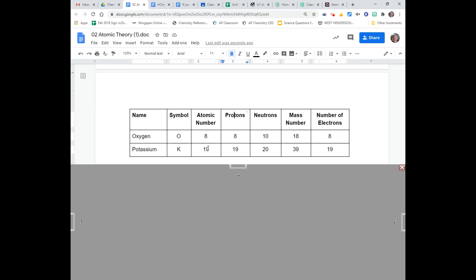For potassium, it gave me the atomic number of 19, so I know that's how many protons. And because it is electrically neutral, protons equal electrons. So that's how I got a 19 over here. It told me I had 20 neutrons. So the two things that have mass are my protons and my neutrons. I add those together to get my mass number. And the symbols, oxygen's O and potassium is K, and we could look those up from the atomic number. Okay, so that is a neutral atom.